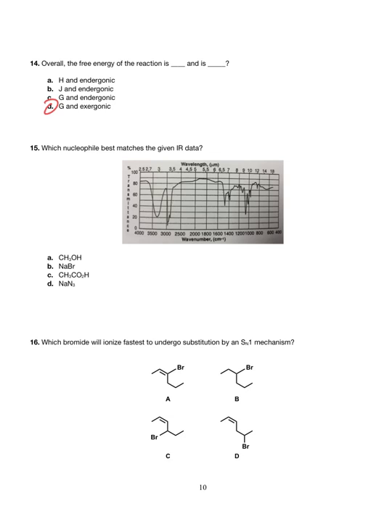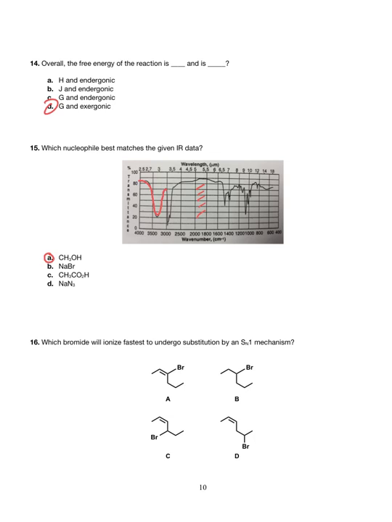15 states which nucleophile best matches the IR given. So within this IR, you can see the main peak that we're looking at here is this OH stretch. There's nothing in the carbonyl region. So the best answer for this is A, which is methanol.